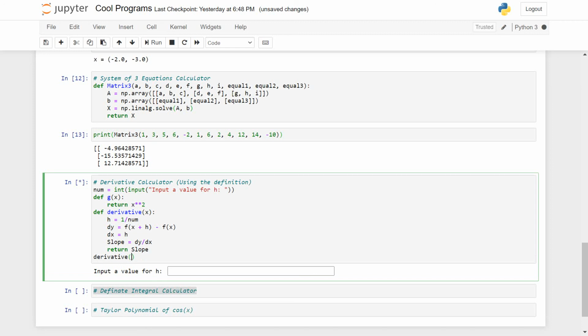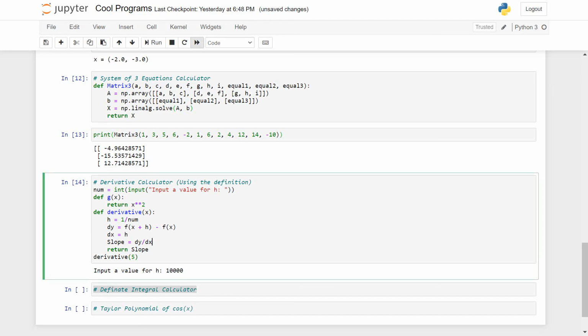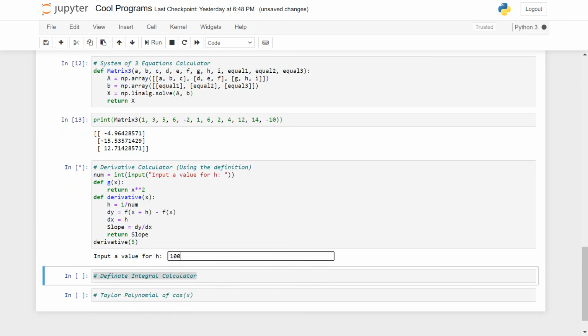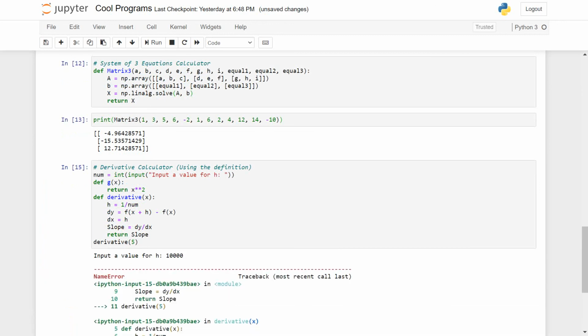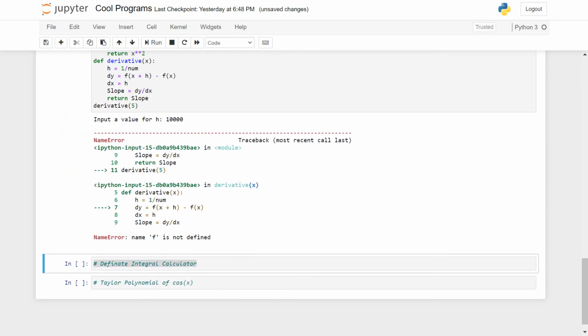You can actually work with partial derivatives later on. So let's do it at 5, and the value that it spits out should be quite close to 10. So we can check that. So the larger the number here, the better. We'll do like 10,000. Oh, we have to run this again, don't we? Yep. Okay, 10,000.